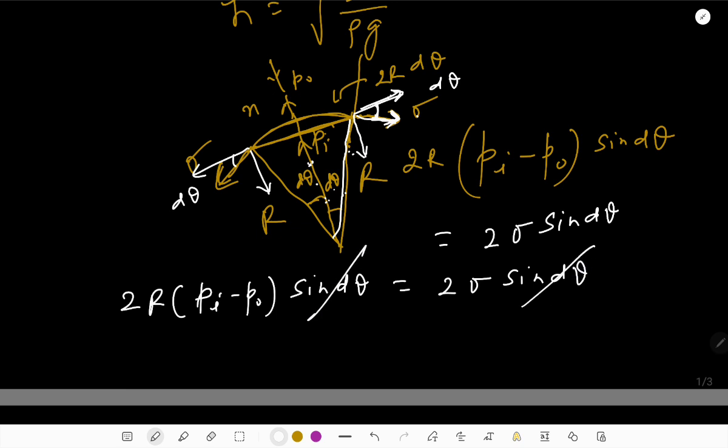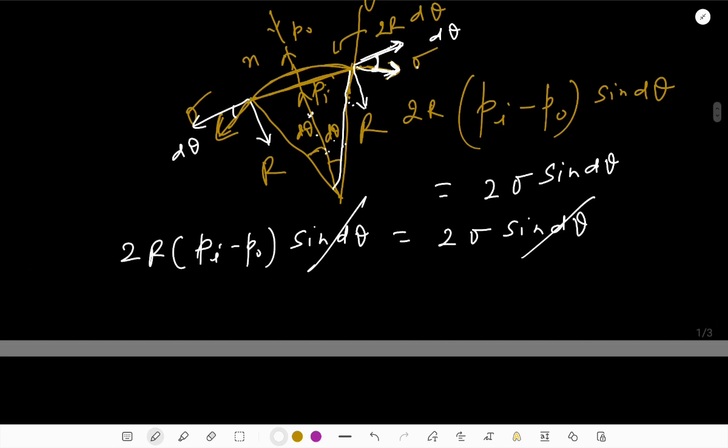We can cancel these things. These are not zero, very close to zero, but they are not exactly zero, so we can cancel them out, and the 2 gets cancelled out. You can write here p_i minus p_o, the pressure difference created on this small section, that will be simply sigma by r. Yes, that means the surface tension causes a greater pressure inside the surface, and the difference is the surface tension divided by the radius of curvature.